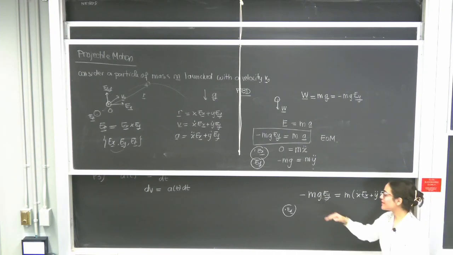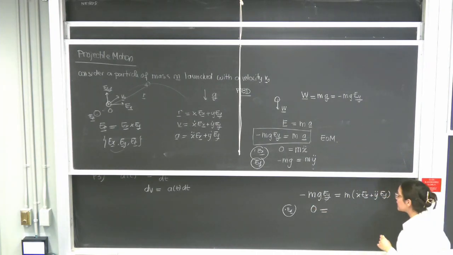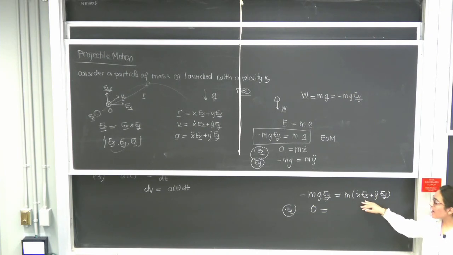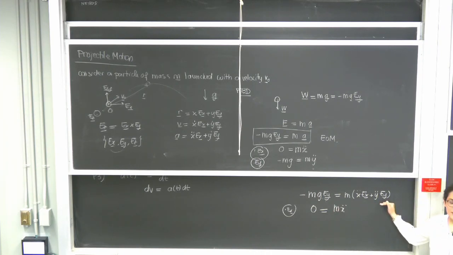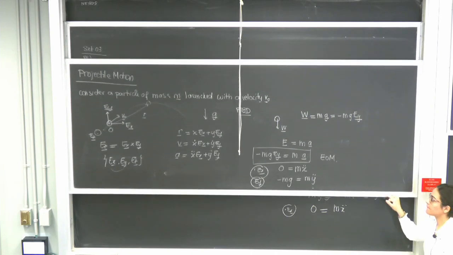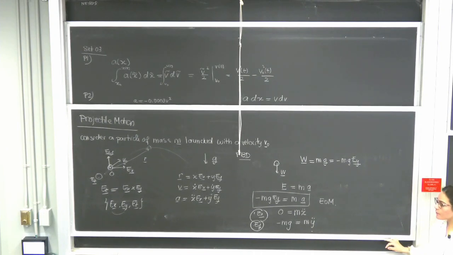Okay, so it's 0. And again here, what is Ex dot Ex? So what is this term dotted with Ex? 1. So I'll get mx double dot. What about the Ey term dotted with Ex? It's again 0. So I'll get 0 is equal to mx double dot. That's the first equation. Does that make sense? Yeah, the initial velocity is along Ex and Ey. Okay? Okay, that's my equation of motion I can solve.